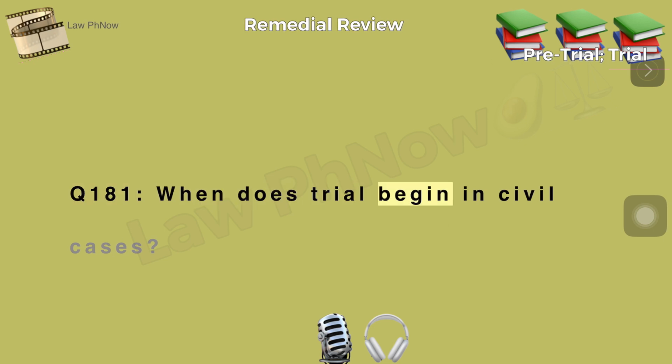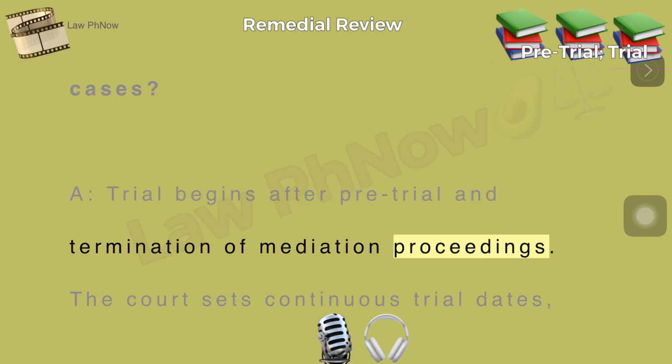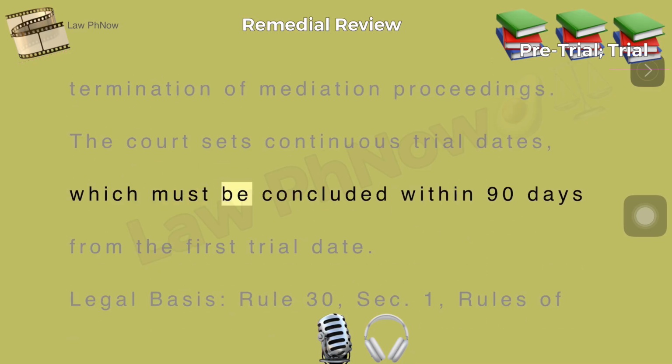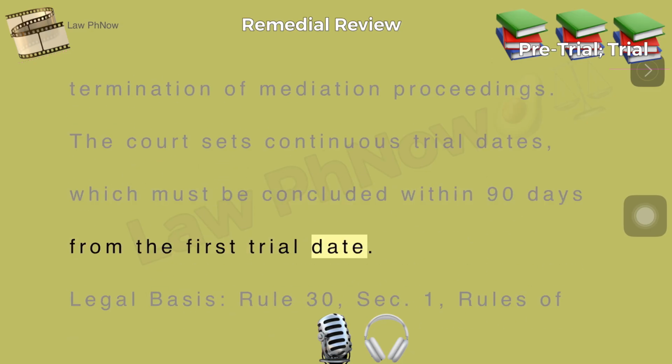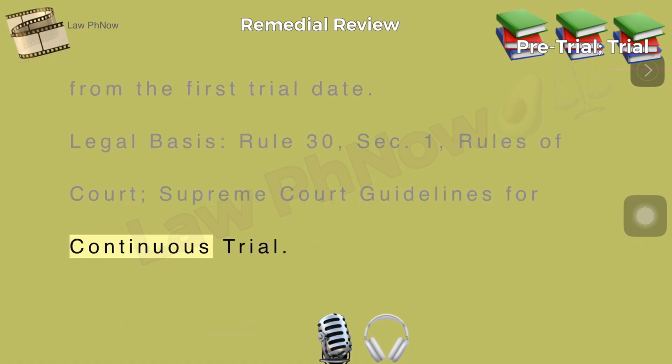Q181. When does trial begin in civil cases? A. Trial begins after pretrial and termination of mediation proceedings. The court sets continuous trial dates, which must be concluded within 90 days from the first trial date. Legal basis, Rule 30, Section 1, Rules of Court, Supreme Court Guidelines for Continuous Trial.